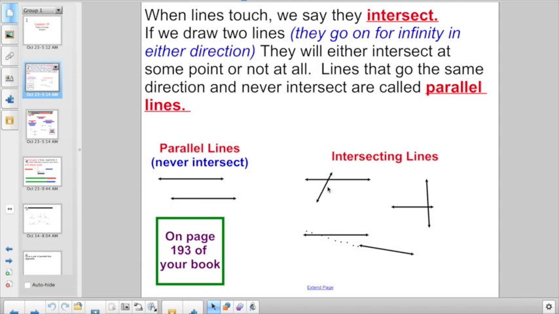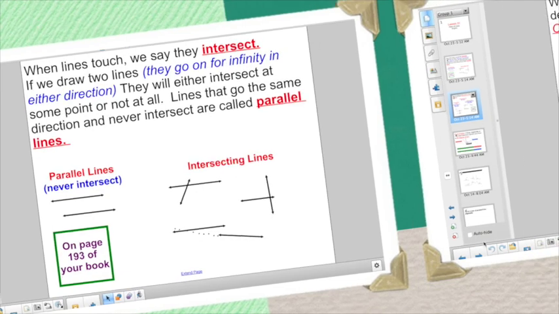Here they're touching and intersecting. Here they're touching or intersecting. And I drew one example here. Right now, they're not touching or intersecting. If you remember, lines go on for infinity. So eventually, this one would touch and intersect, right? Okay, let's see what else.